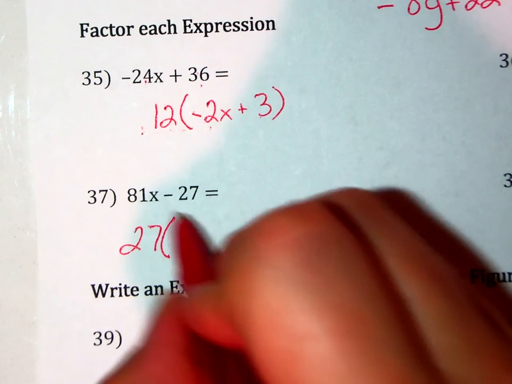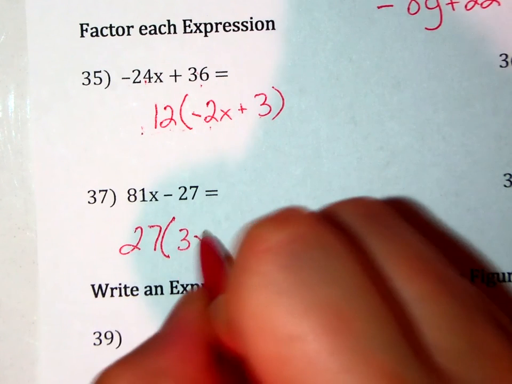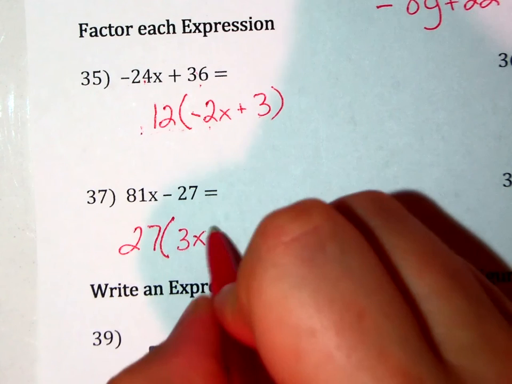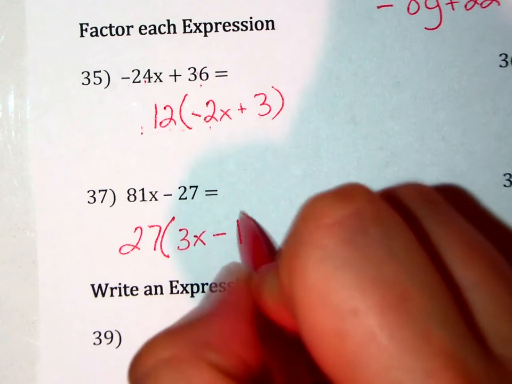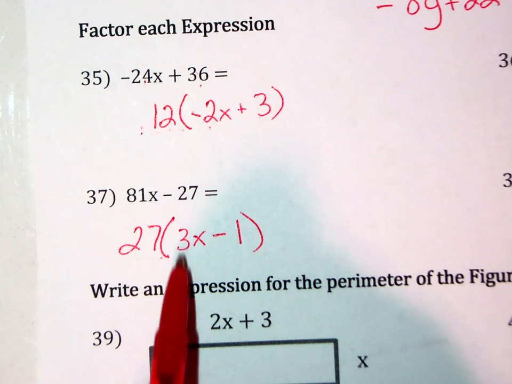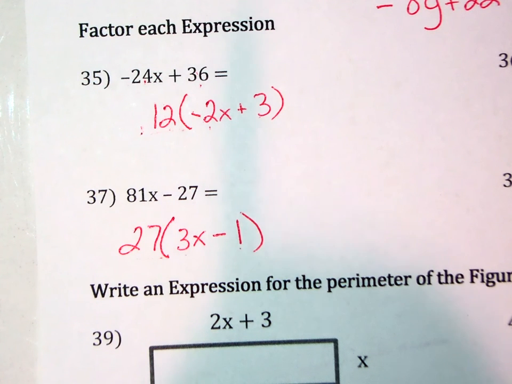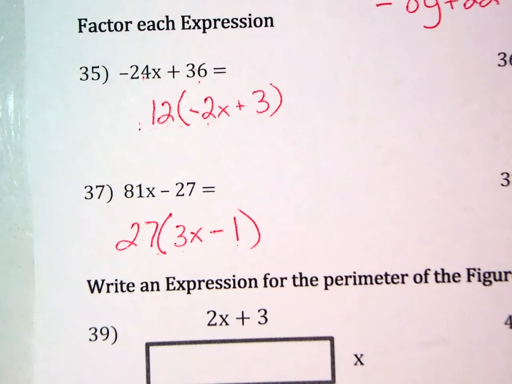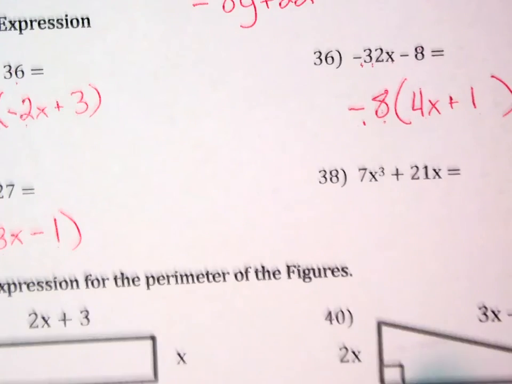27 goes into 81 3 times, so that would give me 3x. And 27 goes into 27 1 time, so 3x minus 1. Again, I have my GCF on the outside, a simplified expression inside the parentheses, and that would be my factorization for 81x minus 27. Problem number 38.